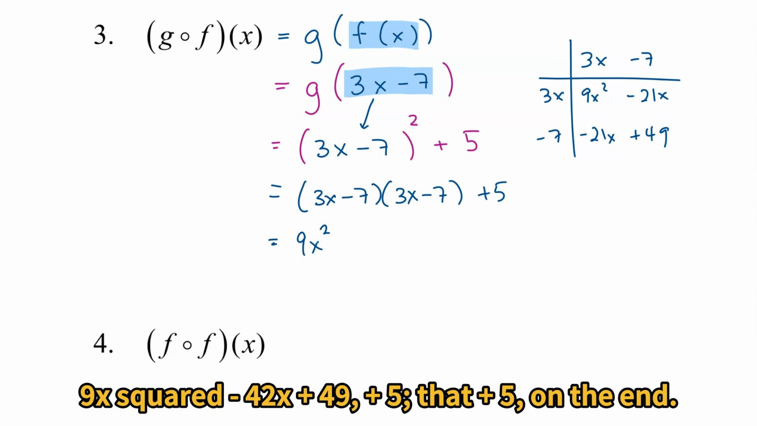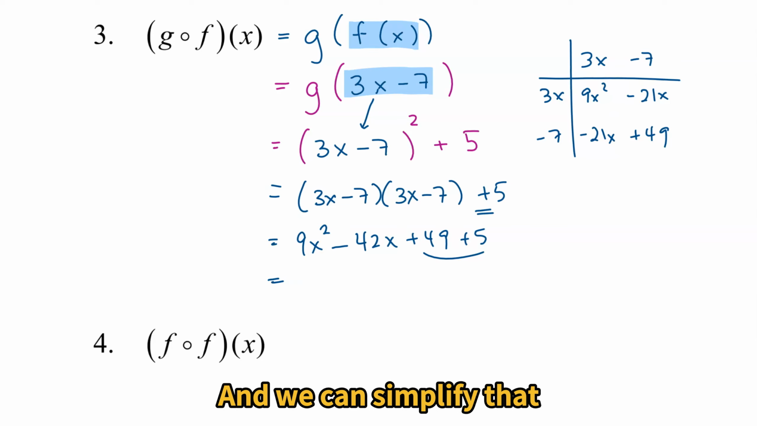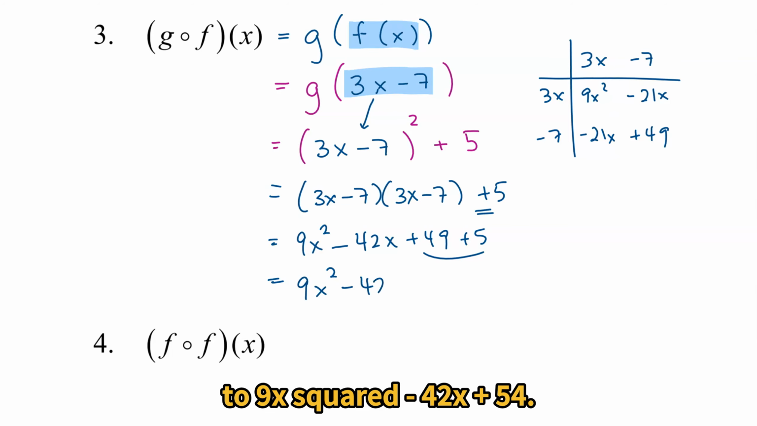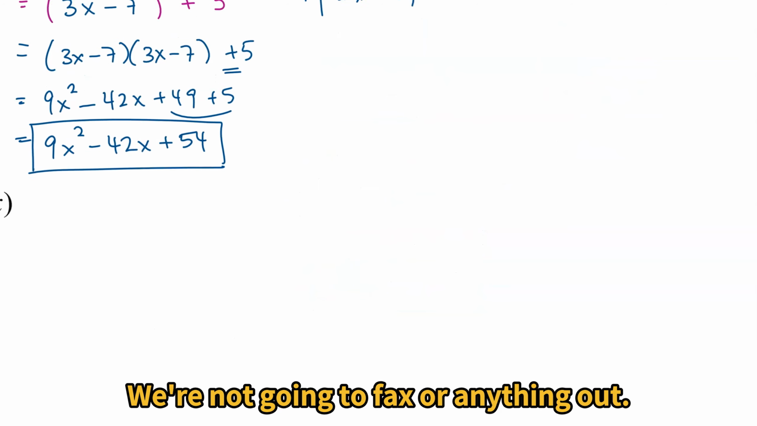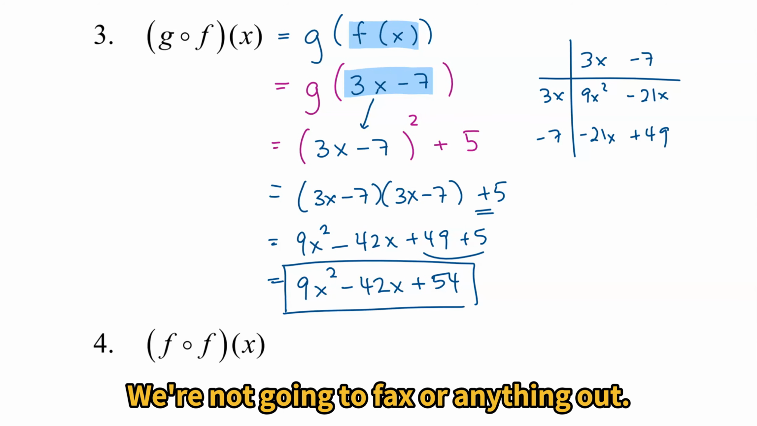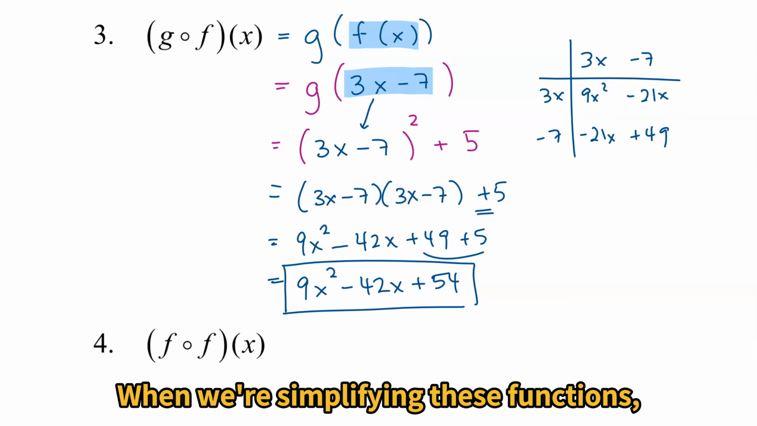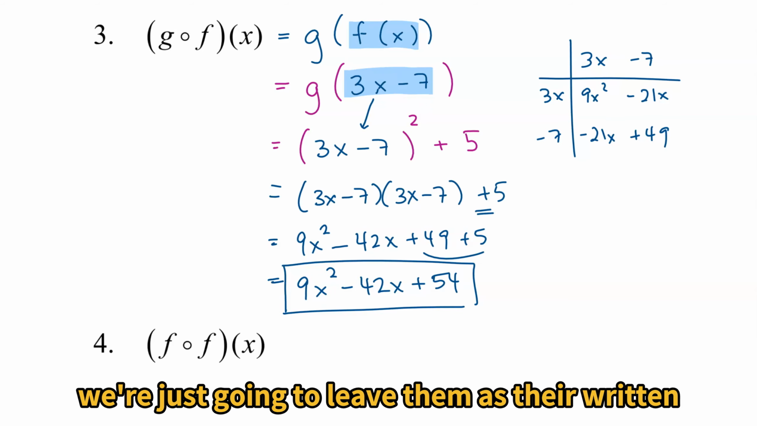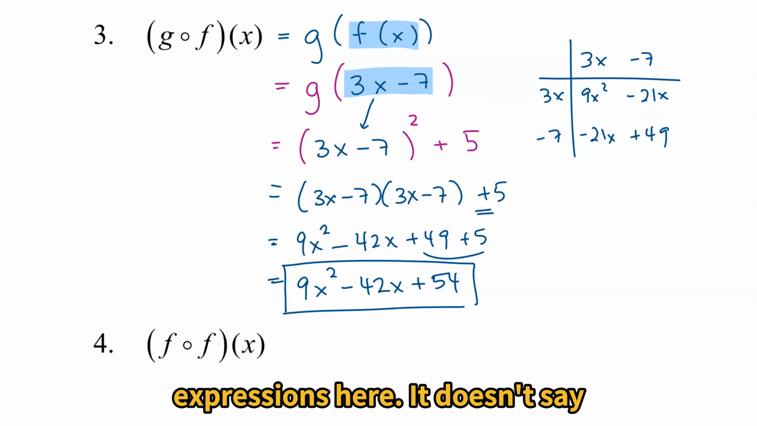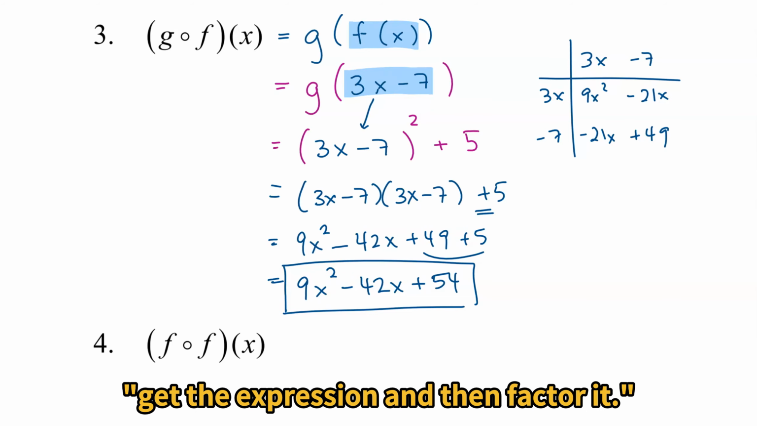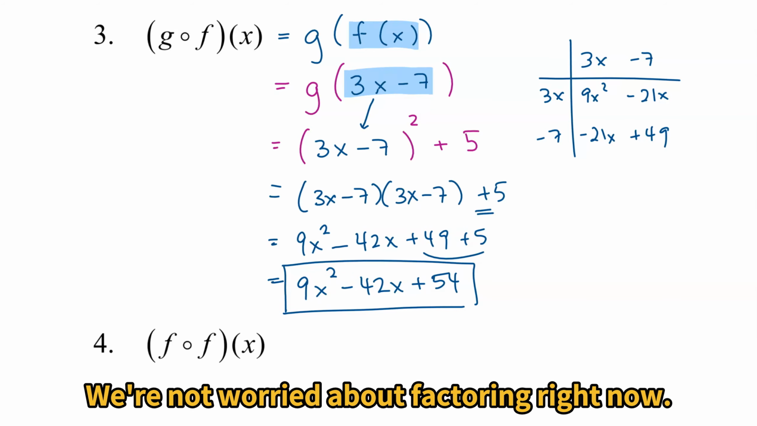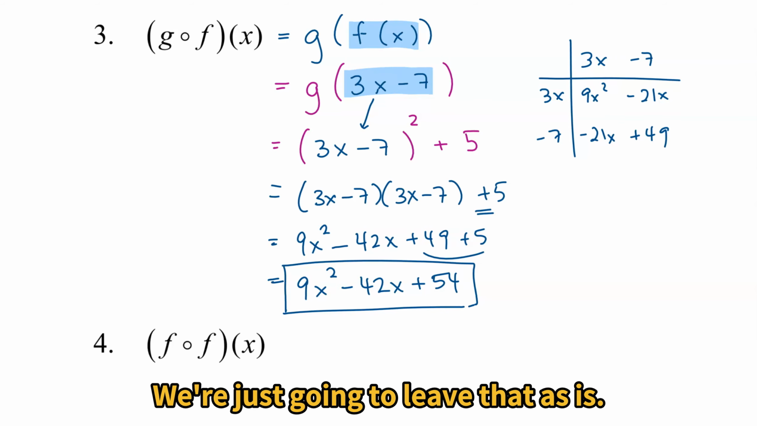So 9x squared minus 42x plus 49, plus 5. That plus 5 on the end. And we can simplify that to 9x squared minus 42x plus 54. We're not going to factor anything out. When we're simplifying these functions, we're just going to leave them as their written expressions here. It doesn't say get the expression and then factor it. We're not worried about factoring right now. We're just going to leave that as is.